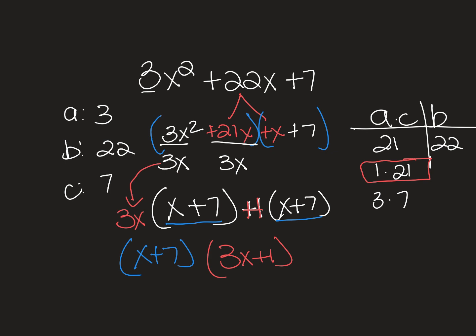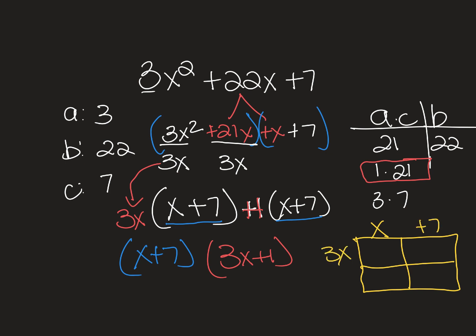Now, how can you check it? Hopefully you said put it in the box or double distribution for those of you that like the FOIL method. Okay, so here I have x plus 7, 3x plus 1, and now I'm just going to multiply. I have 3x squared plus 21x, and then x plus 1 is x, and then 1 times 7 is 7. And now I'm going to pull all these out of the box.